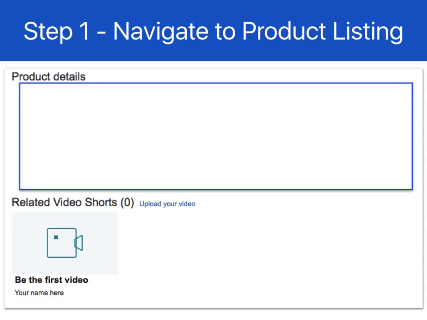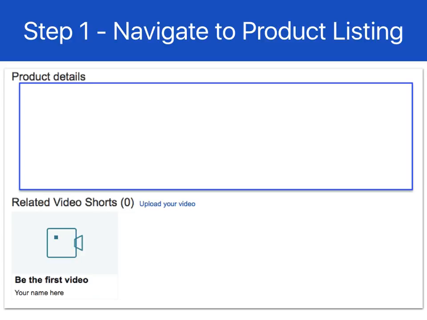So let's go straight to step 1, which is to navigate to your product listing. This is pretty straightforward. So all you need to do is navigate to your product listing that you want to upload a video for. Just scroll down to the bottom and you'll find the related video shorts section just below the product details section. So there's a little blue button there to upload your video. So click on it and it will take you to the next step.